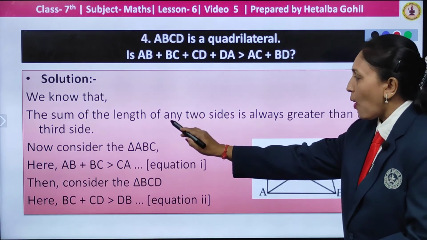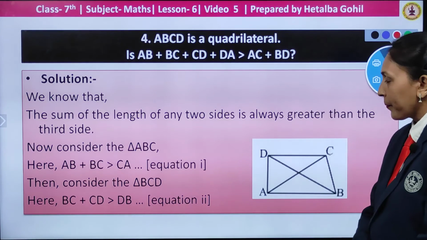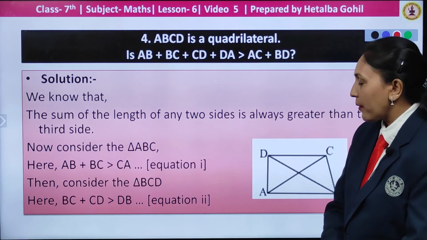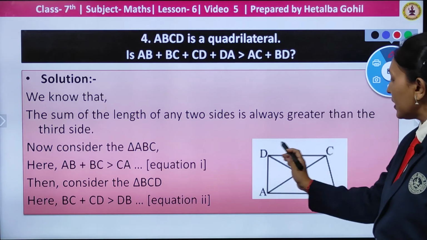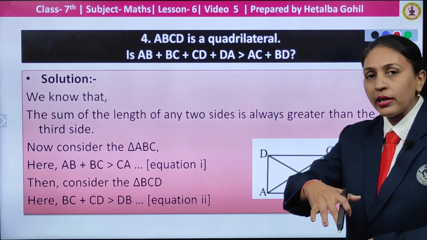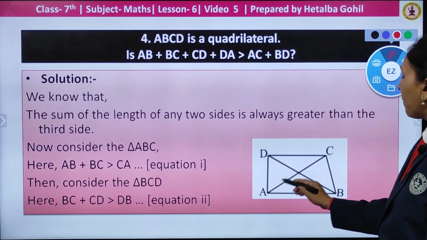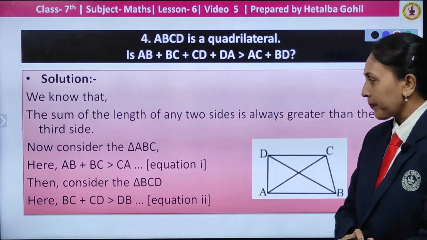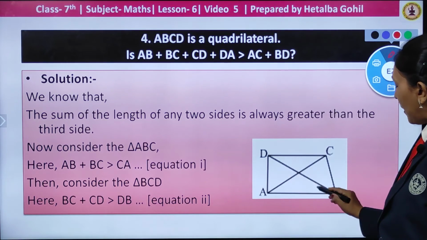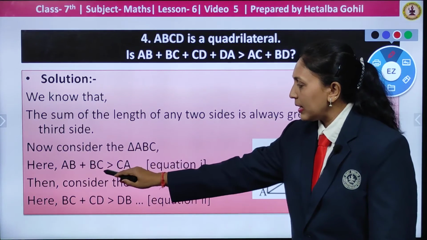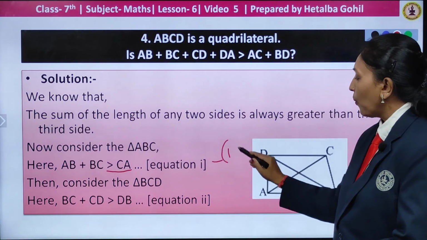Now the sum of the lengths of any two sides is always greater than the third side, that we know. Right. Now considering the triangle ABC. Children, this quadrilateral will be divided into 4 different triangles. So first taking triangle ABC, always compare the diagonal to the remaining two sides. So the diagonal is AC here. So in triangle ABC, AB plus BC is greater than CA, or you can write AC, one and the same. That is equation number 1.